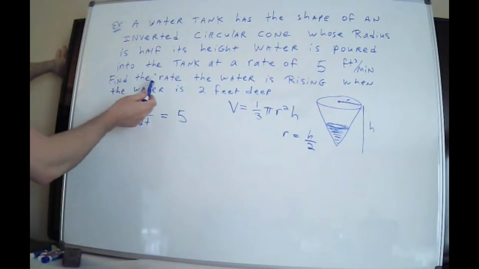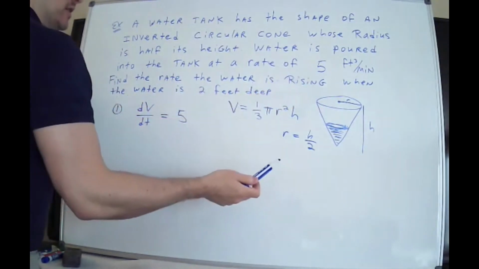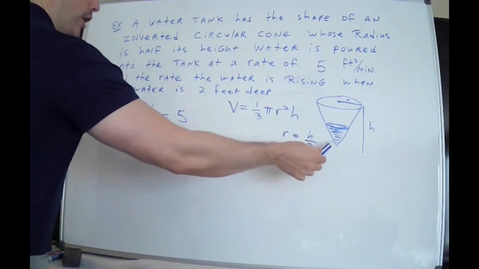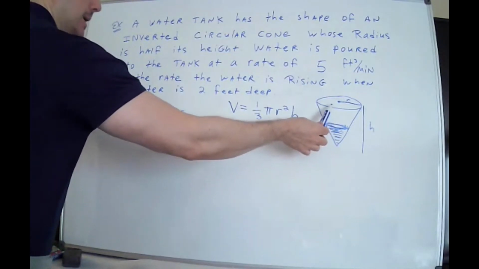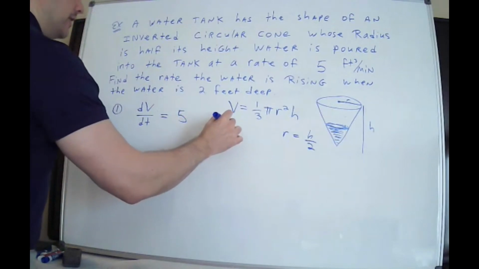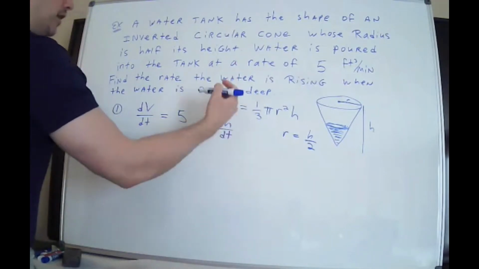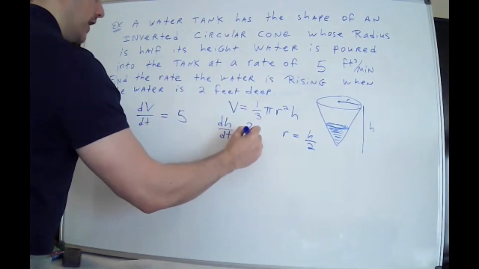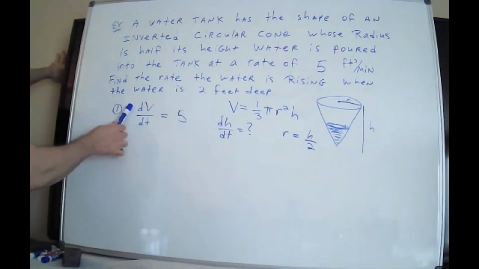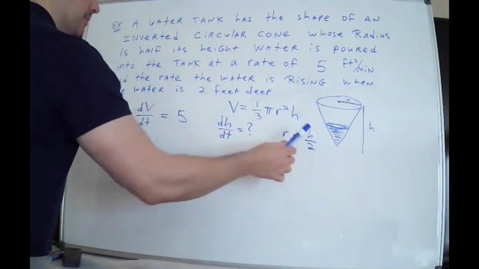Now I want to find the rate at which the water is rising. So you have two choices: either r or h, but water is rising up, so that is the height. So you are looking for dh/dt. I'm looking for the rate at which the water is going up. The height of the water is changing. This is what I'm trying to find. So my formula is here. I'm given dV/dt. I'm also given that the radius is half of the height.